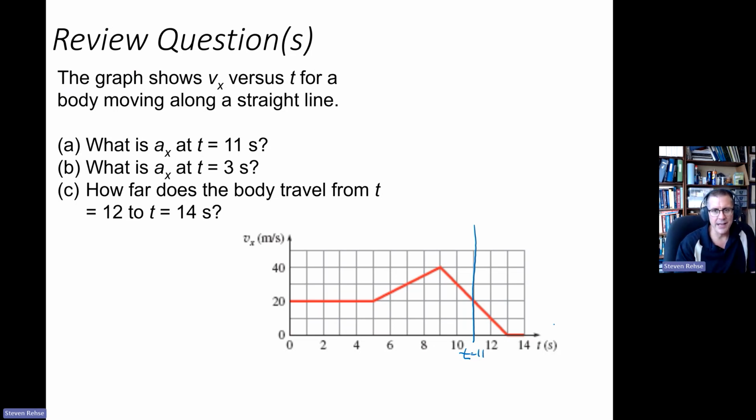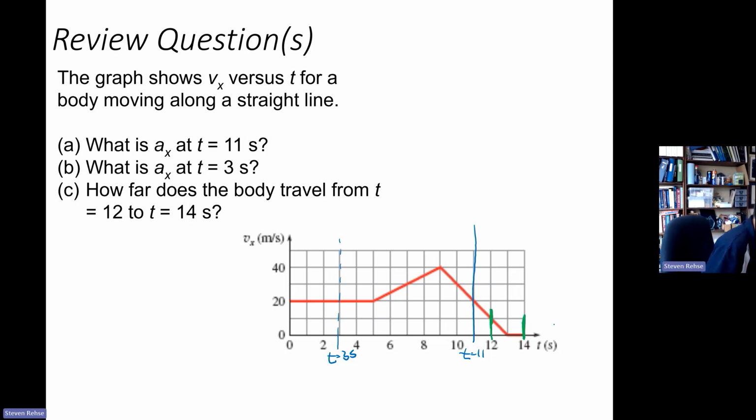Note, the acceleration is not on the page because this is showing velocity versus time. It doesn't show acceleration. We're going to have to do a calculation. What is the acceleration at t equals 3 seconds? That's right here. Okay, so let's do the first one first. And then of course, how far does the body travel from t equals 12, which is here, to t equals 14, which would be here? What's the distance traveled during that time? So let me show you how to answer these 3 questions.